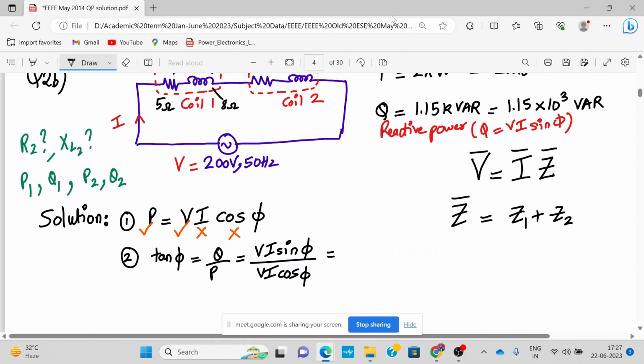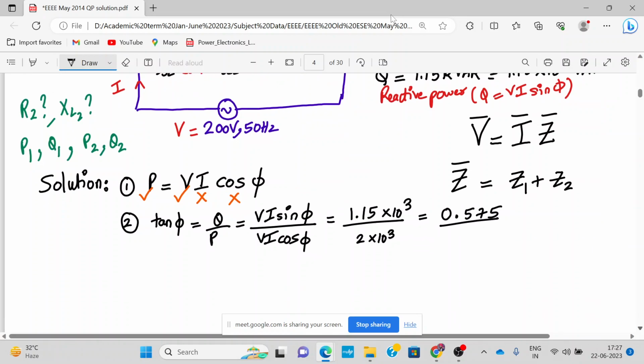Yes or no? We can do this, right? Yes, sir. It's 1.15 into 10 raised to 3 divided by 2 into 10 raised to 3. So how much is that? 0.575. So you have to do it very patiently. Now you have to calculate phi. So phi will be tan inverse of this number, 0.575. So let me know the answer.